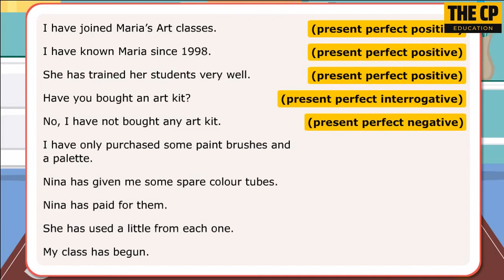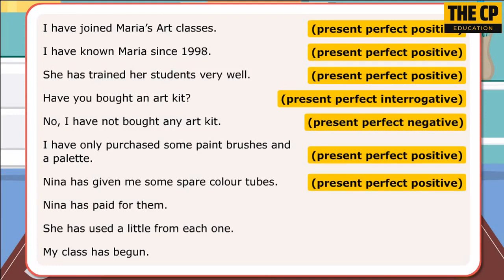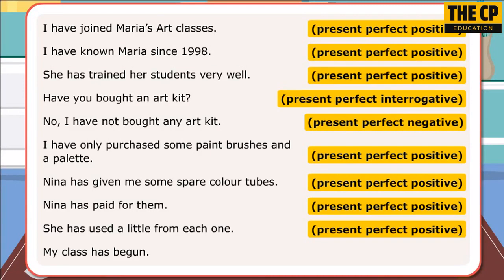Present perfect negative. I have only purchased some paint brushes and a palette. Present perfect positive. Nina has given me some spare colored tubes. Present perfect positive. Nina has paid for them. Present perfect positive. She has used a little from each one. Present perfect positive. My class has begun. Present perfect positive.